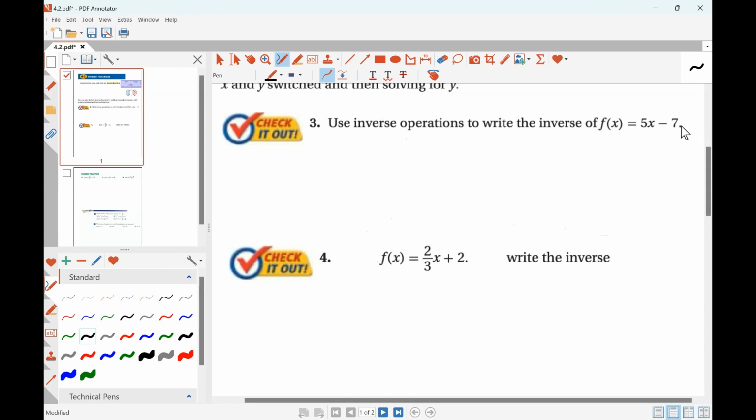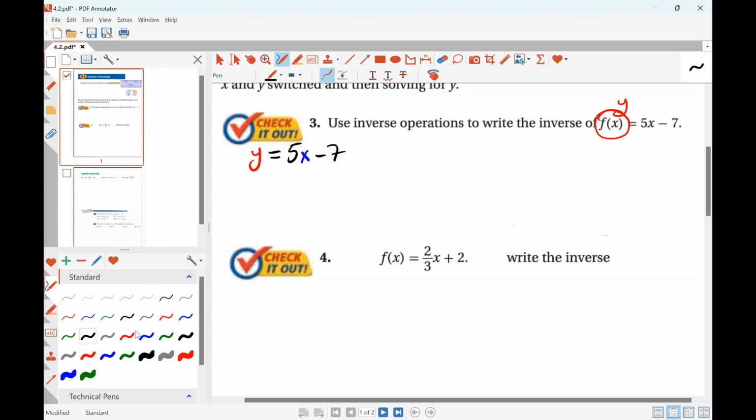5x minus 7. So first, write the function as y. We know f of x represents y. So let's write y for f of x. So y equals 5x minus 7.